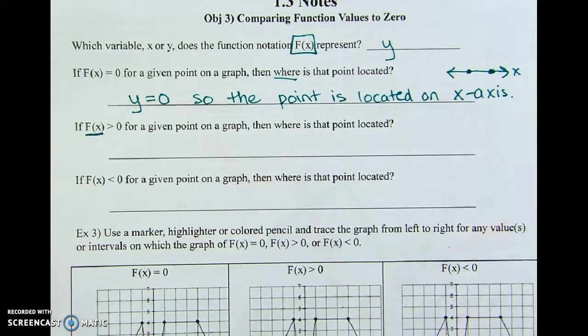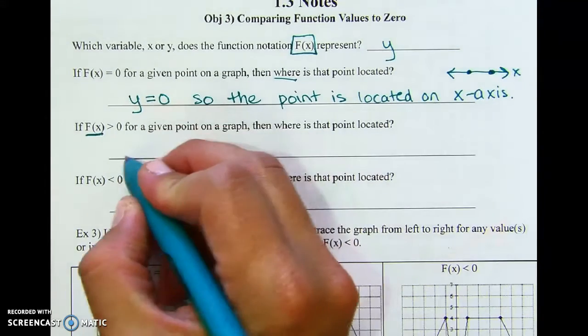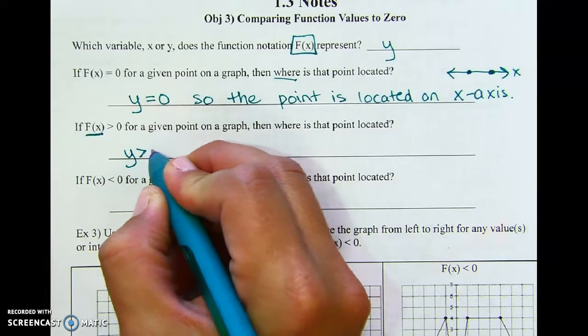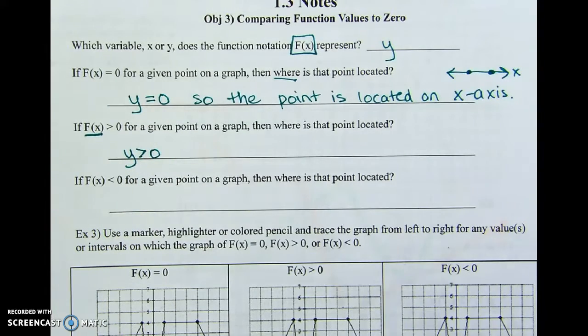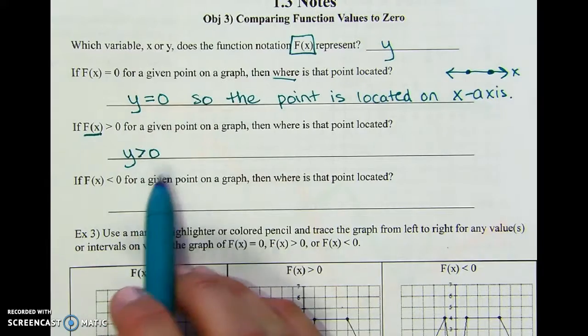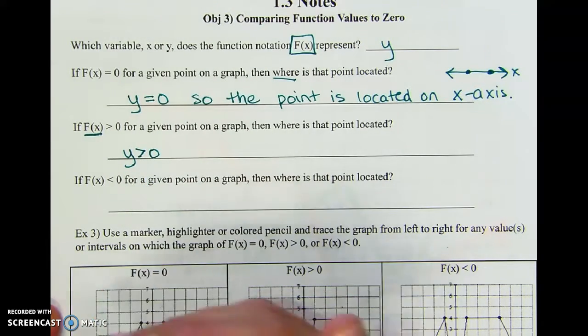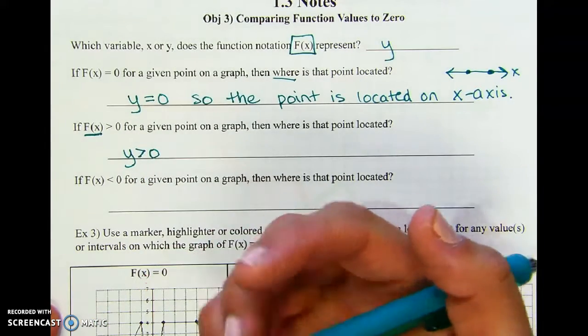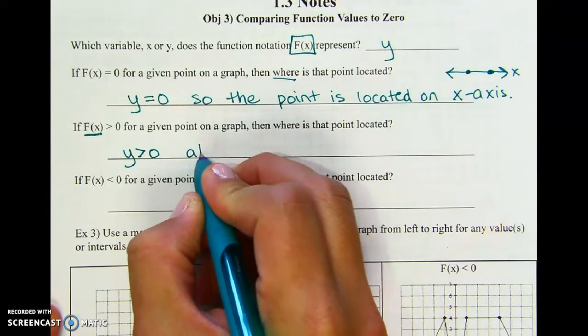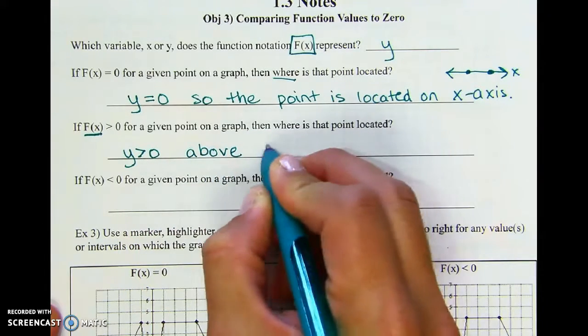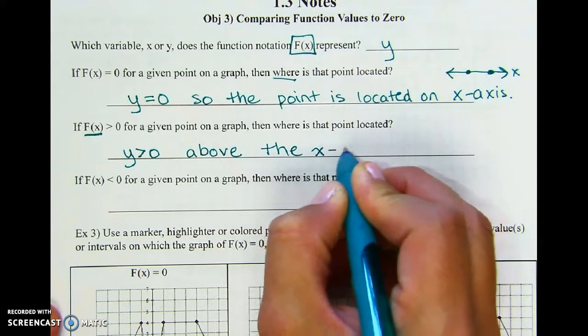Yeah, okay. But what if f of x is greater than 0? Then where is that point located? So that means where are the y's greater than 0? So greater than 0 means positive, right? So where are all the positive y's located? Very good. Key word, above the x-axis.